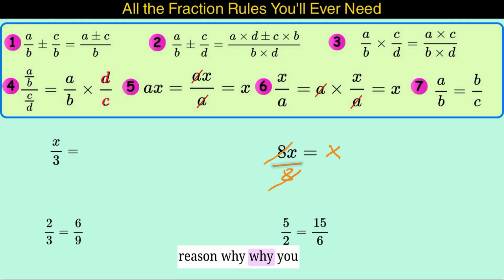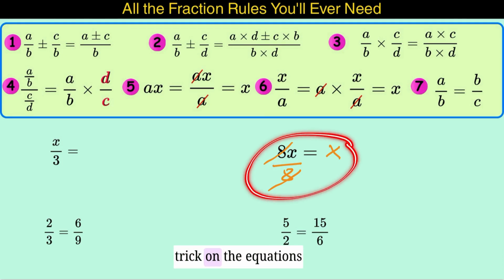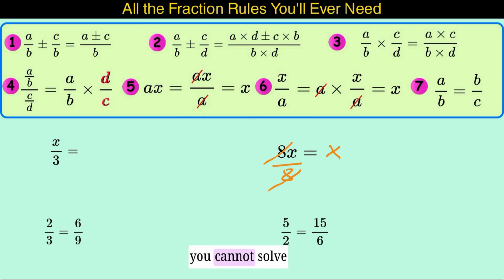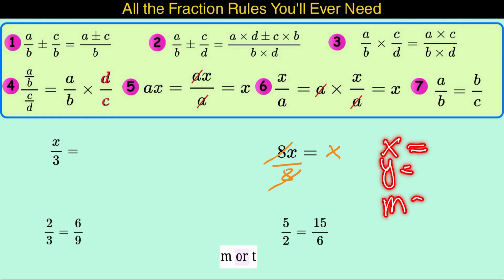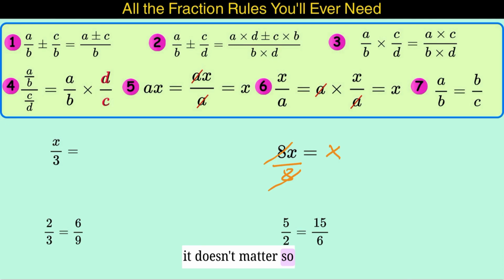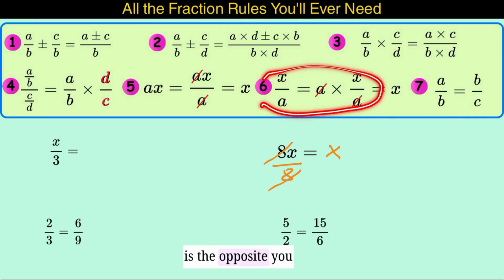The reason why you need to learn this trick: on the equations, you cannot solve the equation if you're going to have a number by a variable like this. You need to have x by itself, or y, or m, or t. It doesn't matter. So in order for you to get rid of the number here, divide. You have a multiplication, you're going to do division.